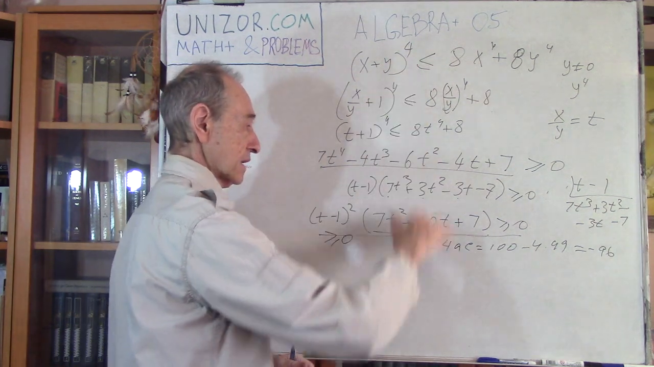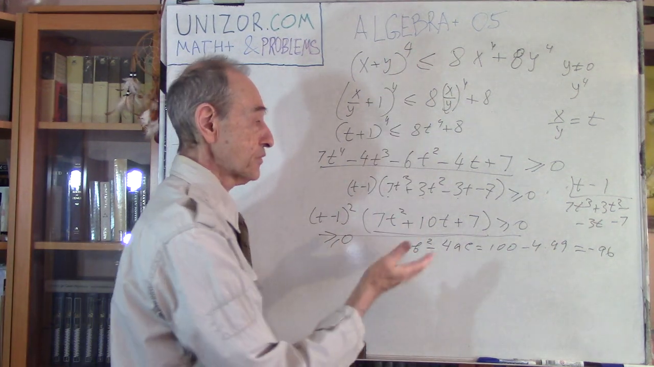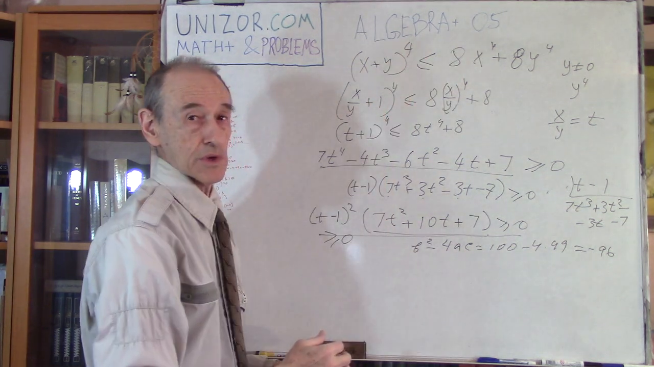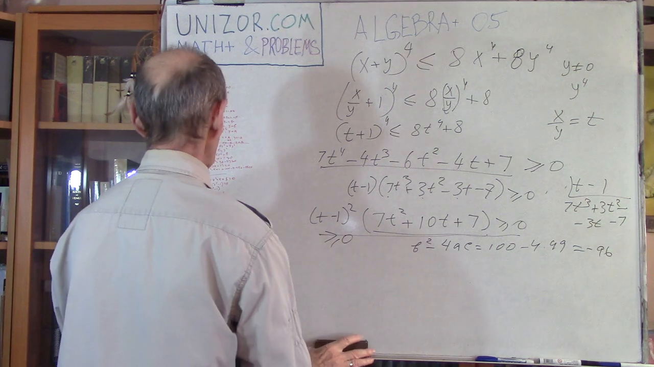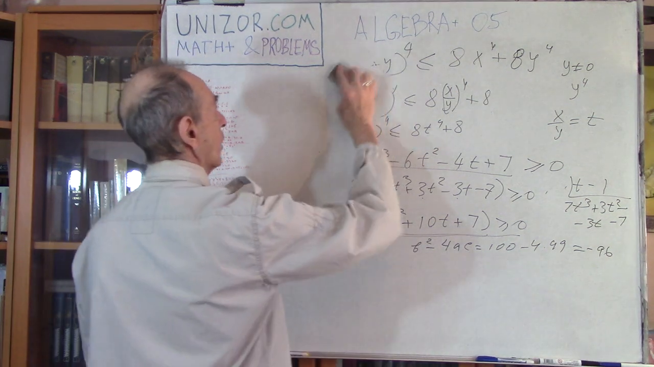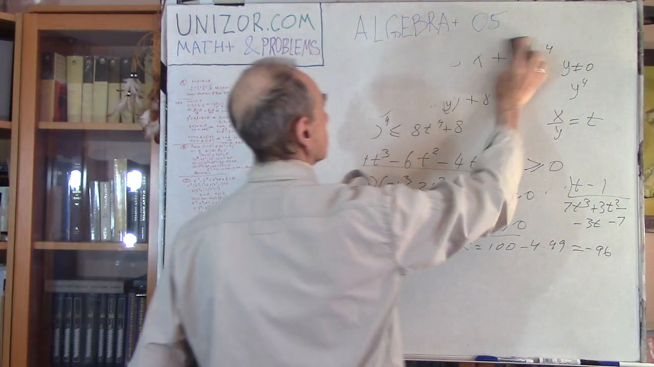Again, what I did before was analysis. Proof is from here back to the original, from the obviously true statement to the one which you would like to prove. Okay, and the next problem.